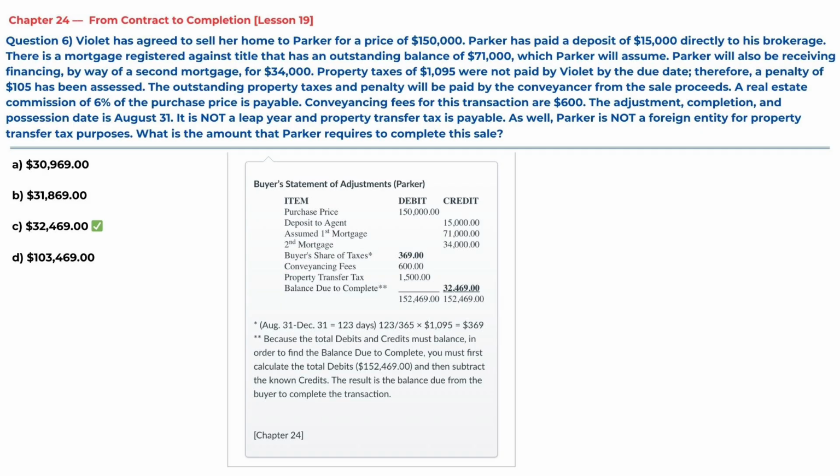In order to find the balance due to complete, you must first calculate the total debits, $152,469, and then subtract the known credits. The result is the balance due from the buyer to complete the transaction.